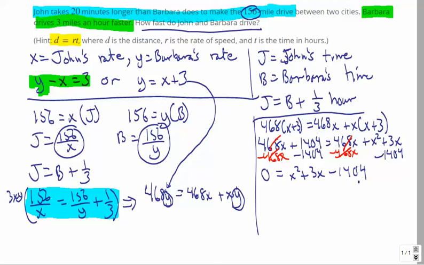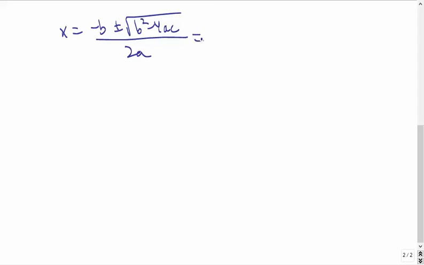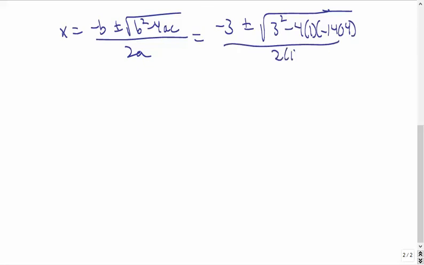Well, you can use the quadratic formula. And in fact, let's go ahead and do that right now with an a of 1, a b of 3, and a c of negative 1,404. It's going to factor, but it's hard to see what that factorization is. So x is equal to, again, negative b plus or minus the square root of b squared minus 4ac, all of that over 2a, which in our case is equal to negative 3 plus or minus the square root of 3 squared minus 4 times a, which is 1, times c, which was negative 1,404, all that over 2 times a, which is 1. All right, so far so good.